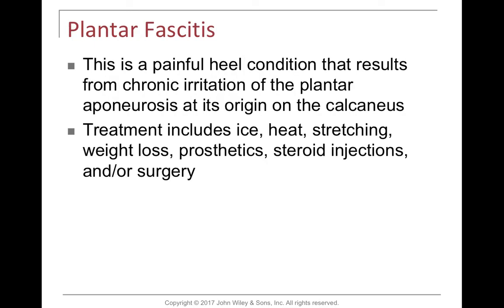Plantar fasciitis is a painful heel syndrome due to chronic irritation of the plantar aponeurosis at its origin on the calcaneus, or the heel bone. So treatment here includes ice, heat, stretching, weight loss, prosthetics, steroid injections, and or surgery.